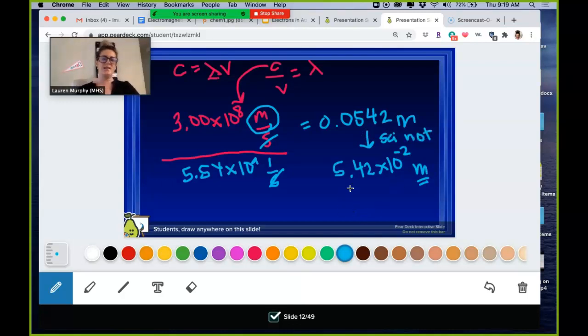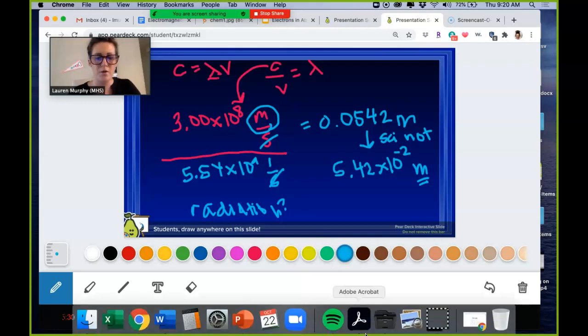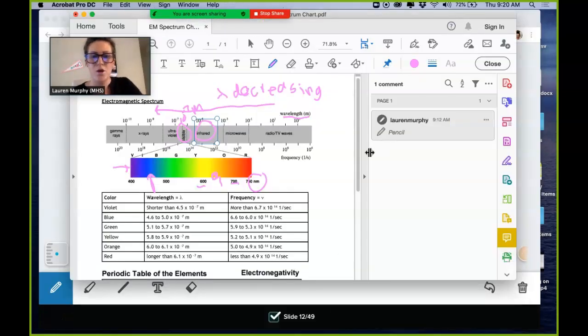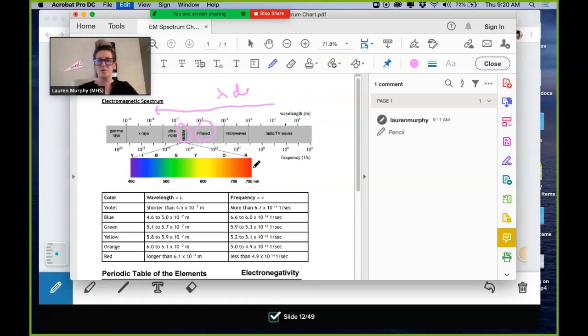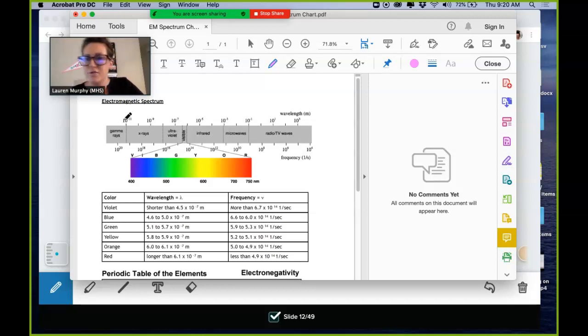The reason that I did this is when you go to look up radiation on the electromagnetic spectrum, you'll notice, because it asks what type of radiation it is, or light, radiation or light. So if you look on your spectrum, they go by powers of 10. Everything is like by powers of 10. It's not exact numbers. So writing in scientific notation helps you.